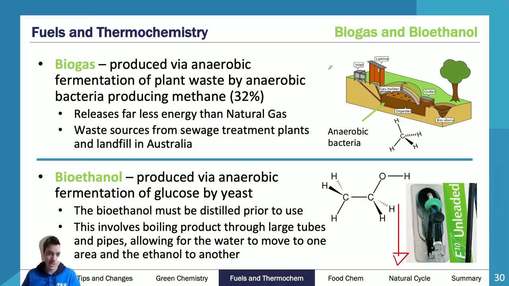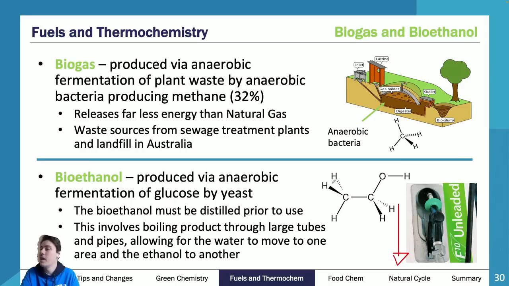Bioethanol must be distilled prior to use. Now, you will learn about distilling throughout this topic. We won't discuss it today, but you will learn about it throughout this topic. But you'll also learn about it in Unit 4 Area Study 2. So you do need to know it in both. It involves boiling points for the products through large tubes, and then it allows the water to be removed in one area and the ethanol to be removed in another. So it sort of purifies our bioethanol.